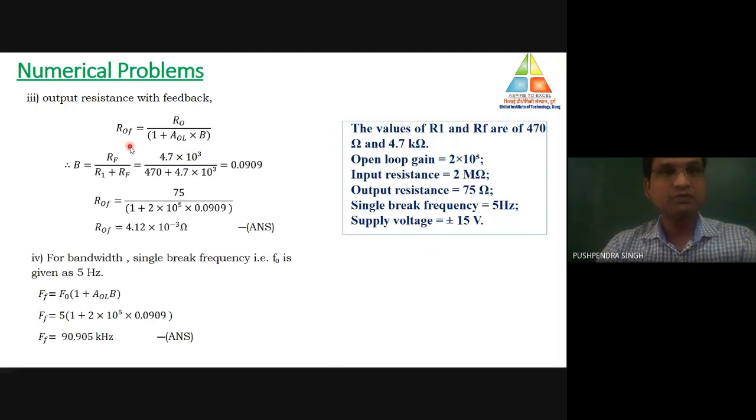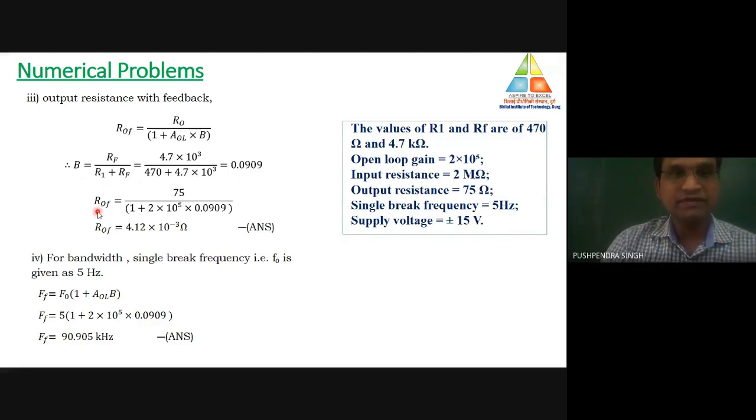Third is output resistance with feedback. So formula for calculating the output resistance with feedback is R0 divided by 1 plus AOL into B, where R0 is output resistance of the circuit. Here the value of output resistance is 75 ohm. Now first of all we have to calculate the value of B. B is feedback factor. And in case of inverting amplifier, the value of B is RF divided by R1 plus RF. So the value of B is 0.0909.